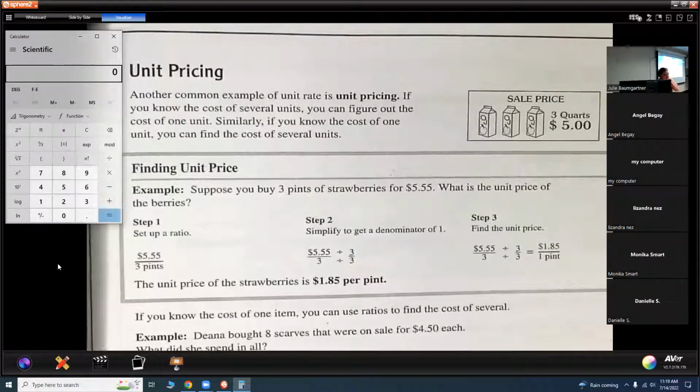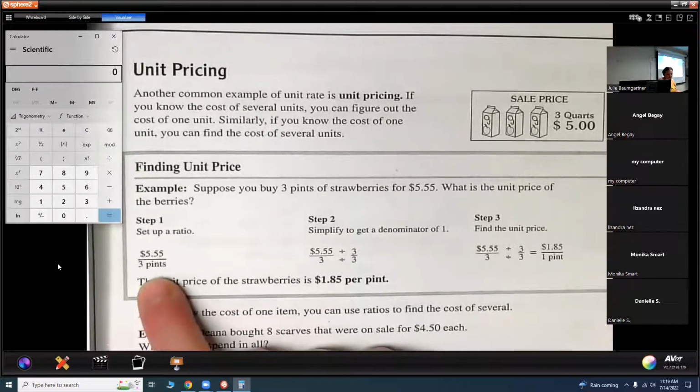We've already seen, I think, some examples here. So if you know the cost of several units, you can figure out the cost of 1 unit. And similarly, if you know the cost of 1 unit, you can find the cost of several units. So suppose you buy 3 pints of strawberries for $5.55. What is the unit price of the berry?